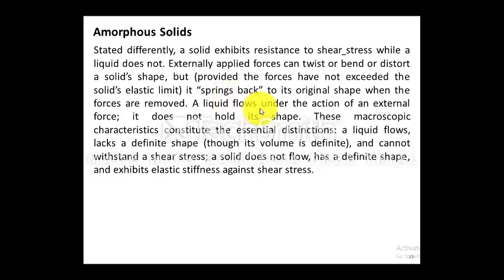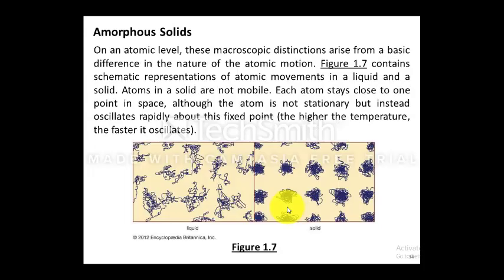On the other hand, a liquid flows under the action of an external force. It does not hold its shape. These macroscopic characteristics constitute the essential distinctions: a liquid flows, lacks a definite shape and cannot withstand a shear stress. A solid does not flow, has a definite shape, and exhibits elastic stiffness against shear stress.